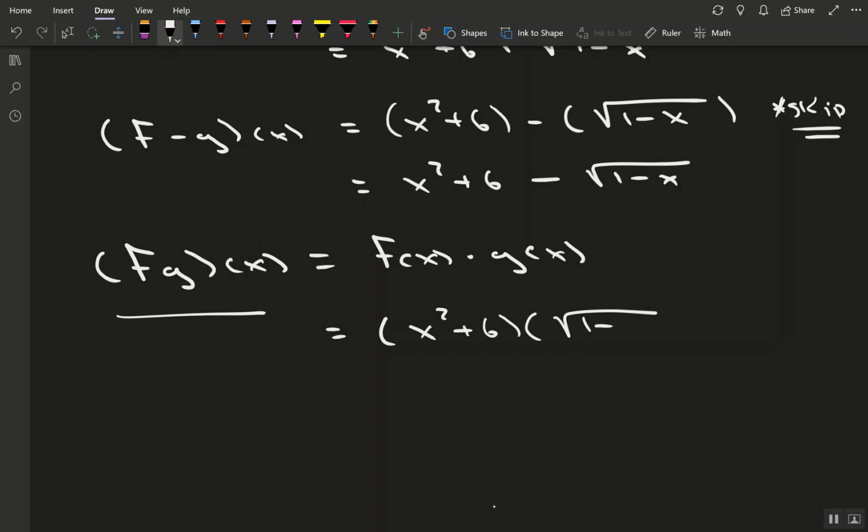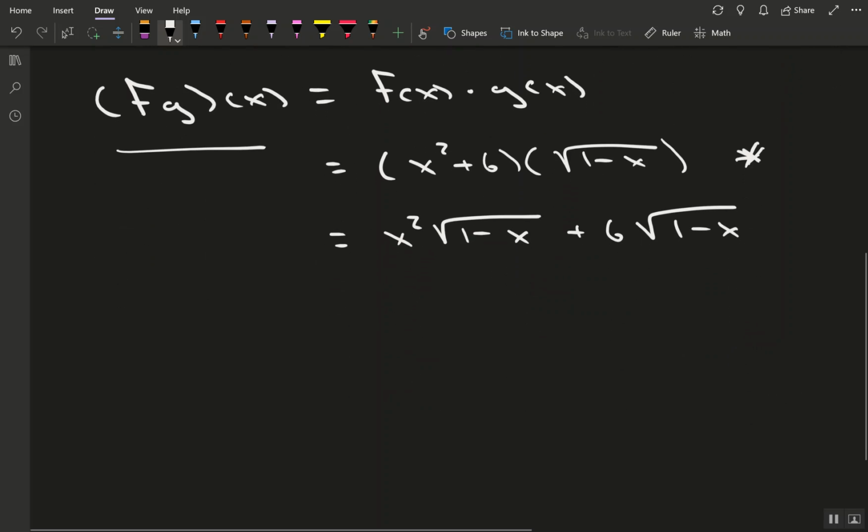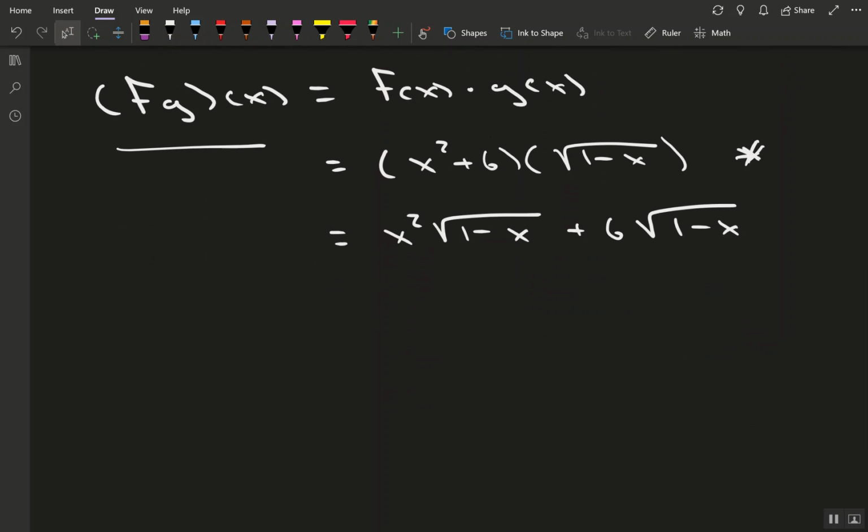And again, I really don't see much to do here. I like products. I mean, I guess I could distribute this. I could write this as x squared times the square root of 1 minus x plus 6 times the square root of 1 minus x. But again, this is the lesson, so there's nothing really big there. There's nothing to solve. They're just trying to get you used to the notation.